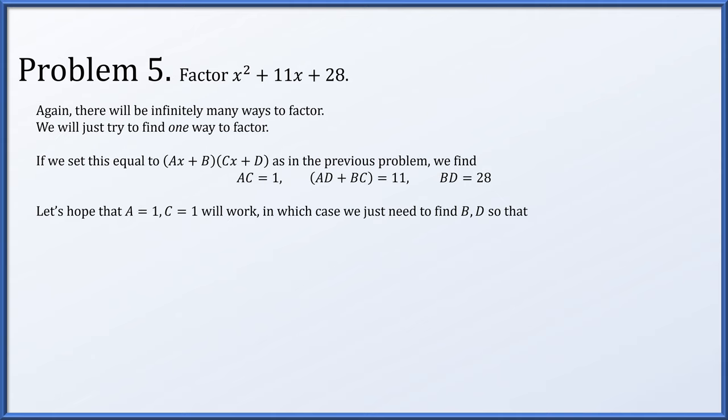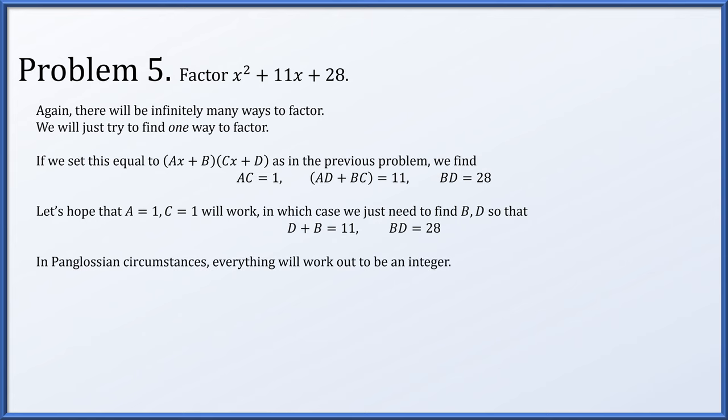We want a times c to be equal to 1. Now, in this problem, we have no pre-given information that they're all going to work out to be integers, but if I want two numbers to multiply to 1, I'm just going to hope that they're both 1. Okay, I don't know this for a fact, but let's just hope. We're going to cross our fingers and say a is 1 and c is 1. That actually gives us information in that linear term. If a and c are both 1, I just get d plus b equals 11. So I'm looking for two numbers, b and d, that multiply to 28 and add to 11.